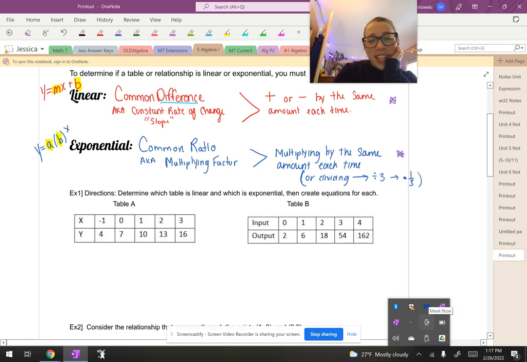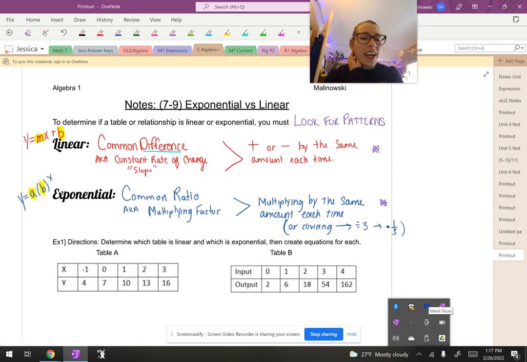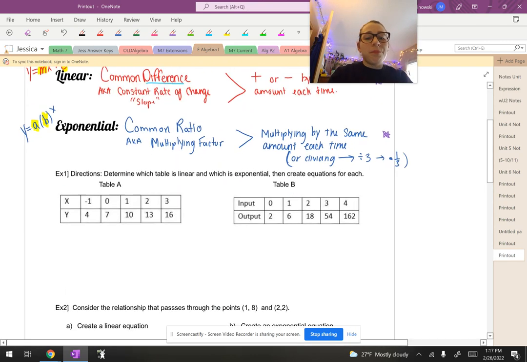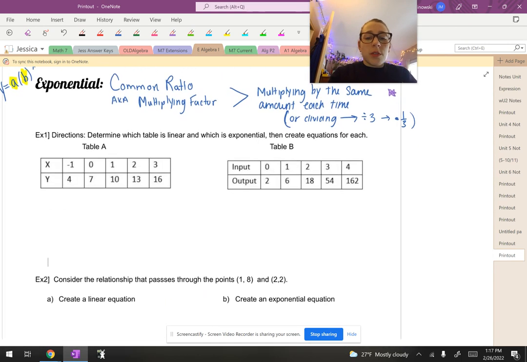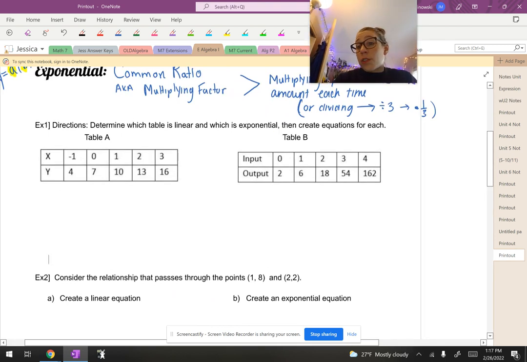So here we are continuing algebra lesson 7-9, exponential versus linear relationships. We introduced our new vocab, common difference and common ratio, which we're going to try and use in these examples. Example 1: determine which table is linear, which is exponential, and then create equations for each.